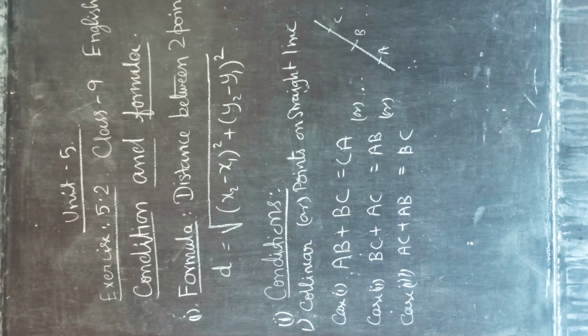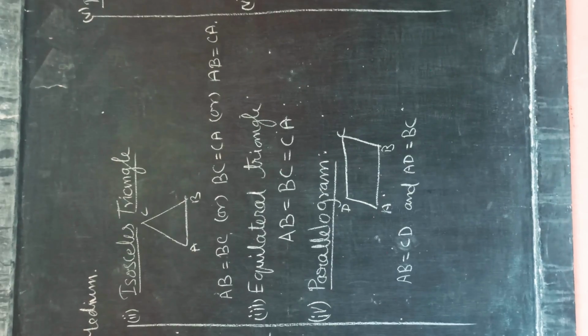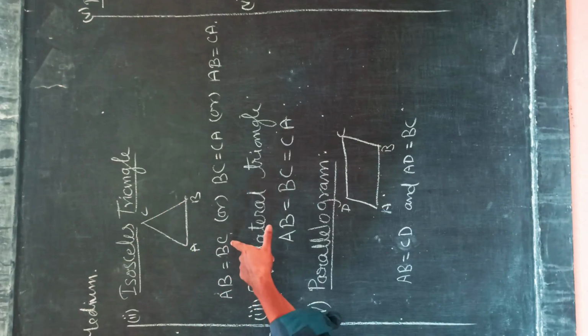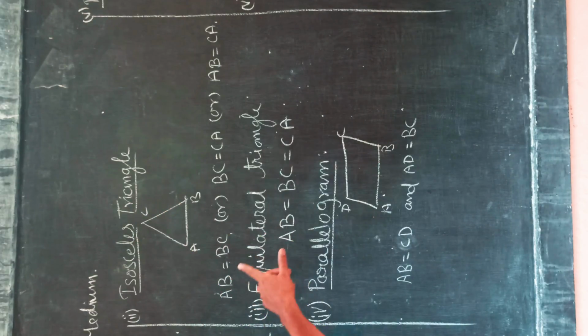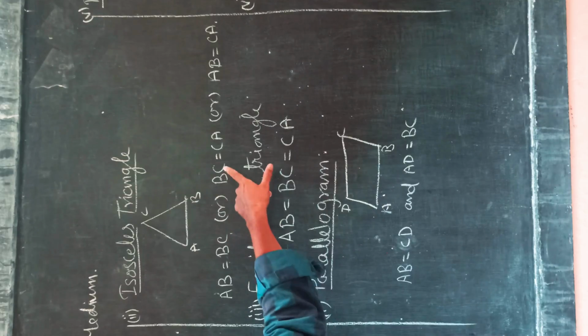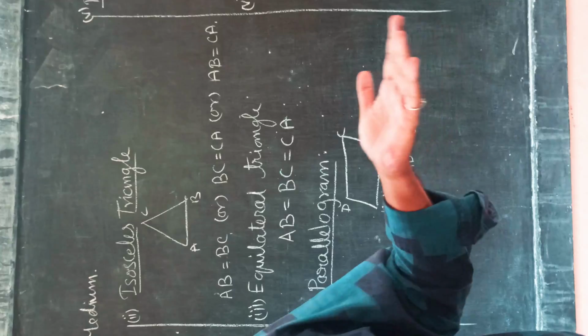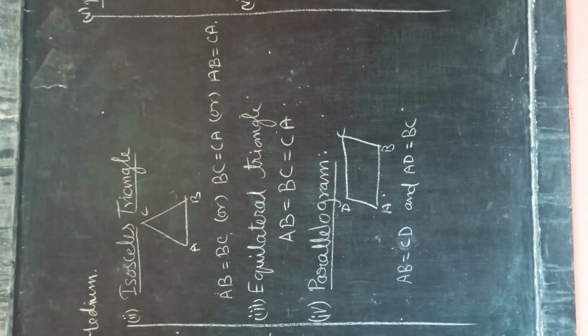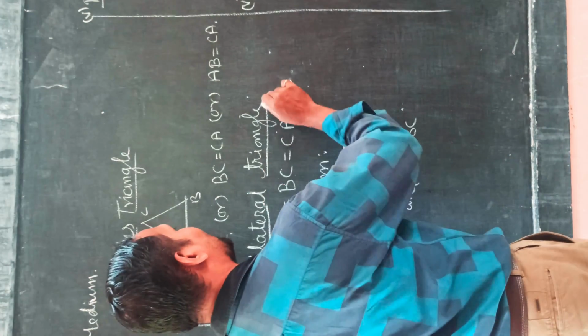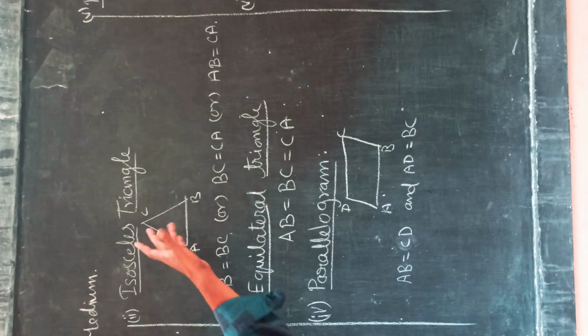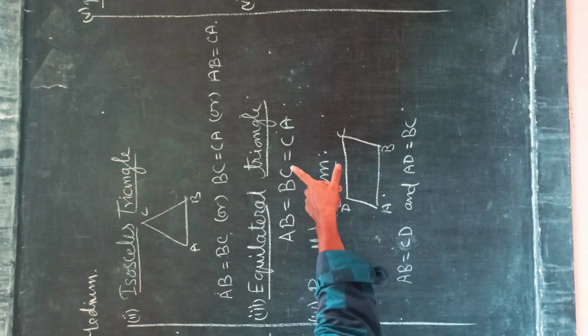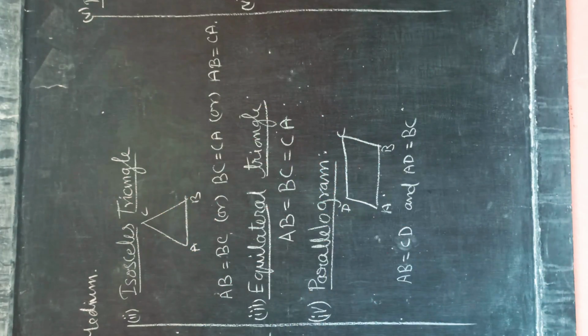Okay. Next. Our next case is isosceles triangle. So as you know about isosceles triangle, if this is a triangle ABC, any 2 sides will be equal. AB equal to BC, or BC is equal to CA, or AB is equal to CA. That we will see in the question. Right? Then comes equilateral triangle. As you know, in equilateral triangle, all the sides will be equal. So AB is equal to BC, BC is equal to CA.